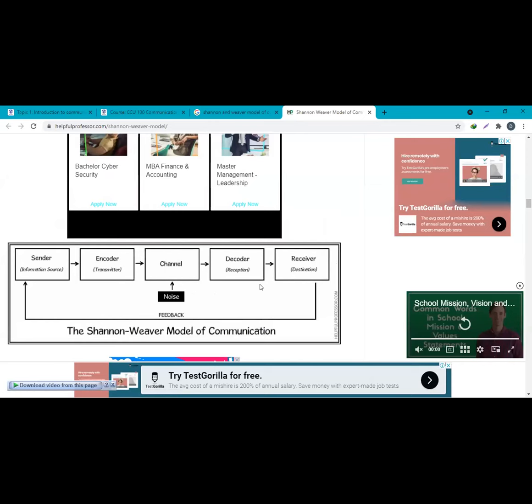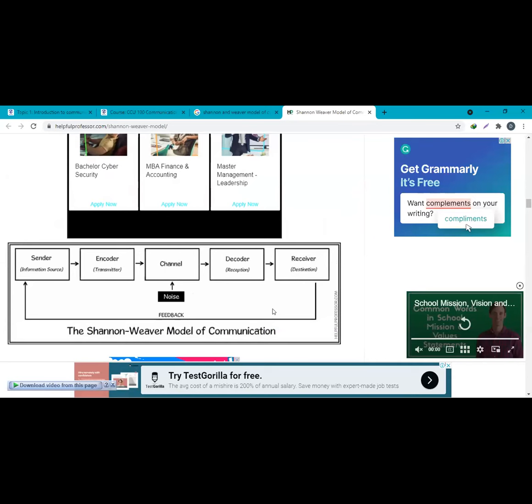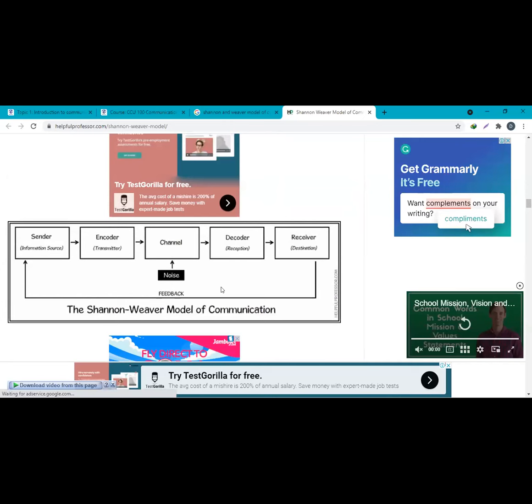So who is a receiver? A receiver is a person to whom the message is intended. What is decoding? Decoding is internalizing the message. And then after internalizing the message, you give the feedback. Feedback, what is feedback? Feedback is a reaction of the receiver towards the sender's message.